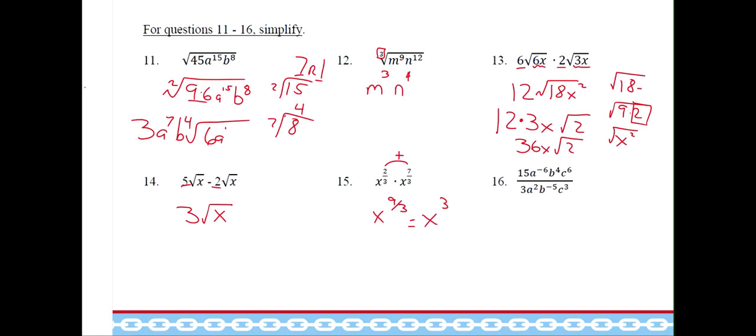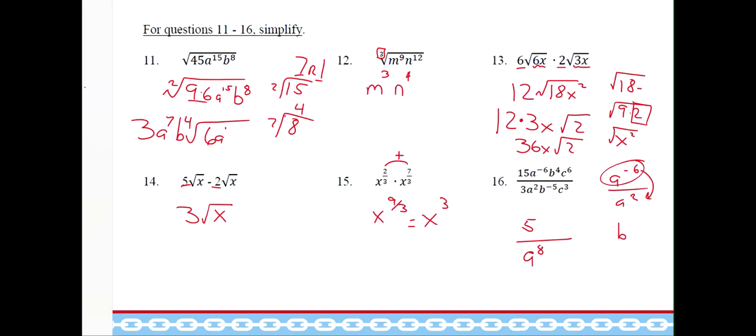For number 16, I need to simplify each part of this. So I'm going to simplify the 15 over 3. I know 15 over 3 is 5. So 5 over 1. And then I'm going to work to simplify each of the variables. So I have a to the negative 6 over a squared. And that negative 6 on the a, that term's on the wrong side of the fraction bar. So I need to move that a to the 6 to the bottom, and I would add the exponents then. So I would get a to the 8th.